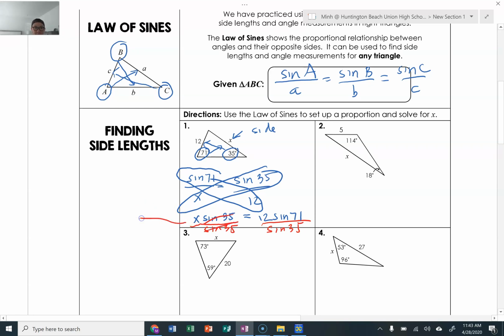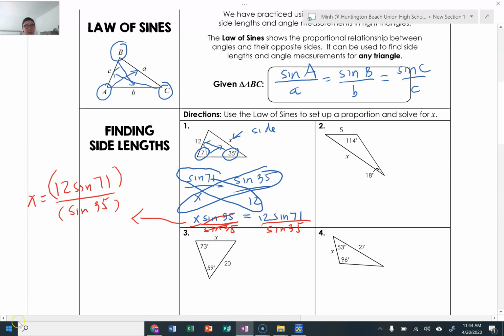So let me move this over here so I get more real estate so you guys can see what happens when I cross this out. So x is equal to 12 sine 71 over sine 35. Now, we need to go ahead and use our scientific calculator. I'm going to pull that up. But before we do that, I want you guys to make sure that when you're putting it into the calculator, the very top needs to be in parentheses, okay? Because you want the 12 and the sine to be attached to each other. And the same thing, if you want, you can put these in parentheses as well.